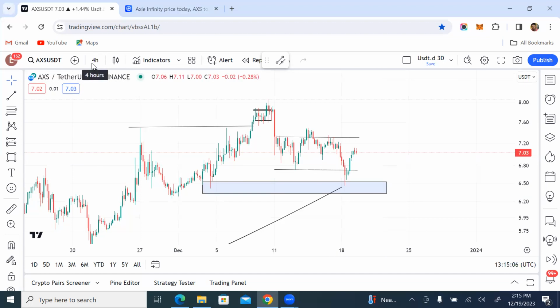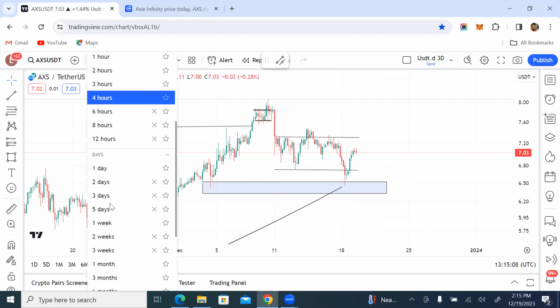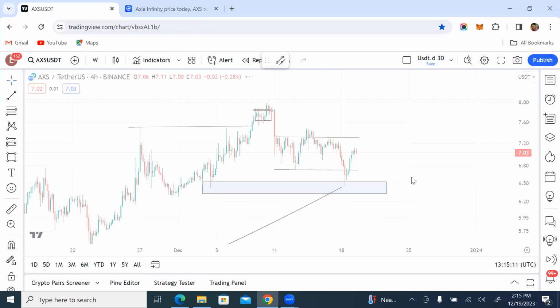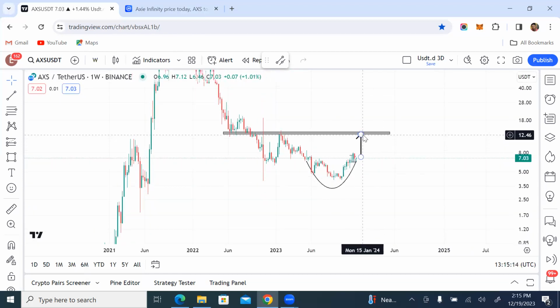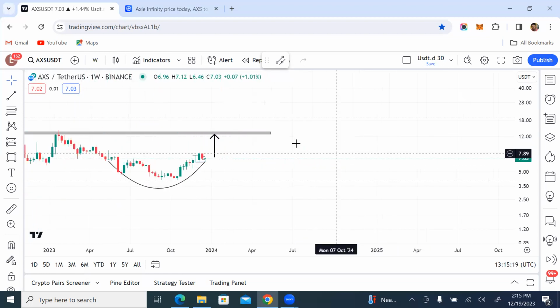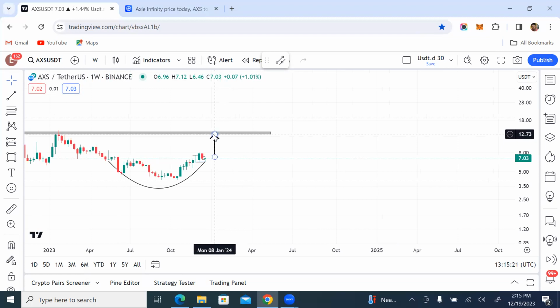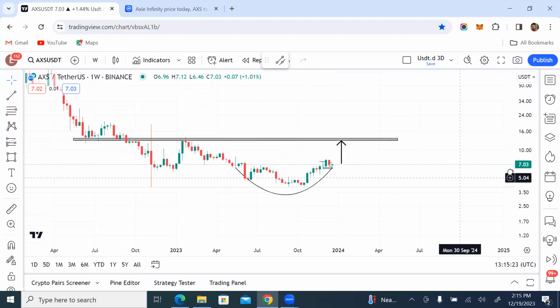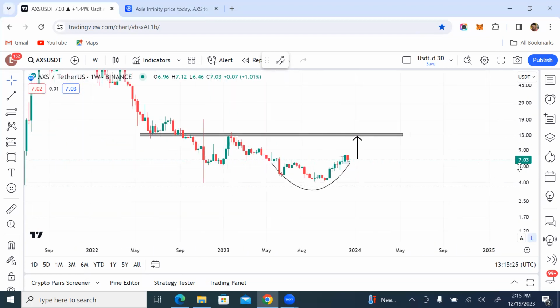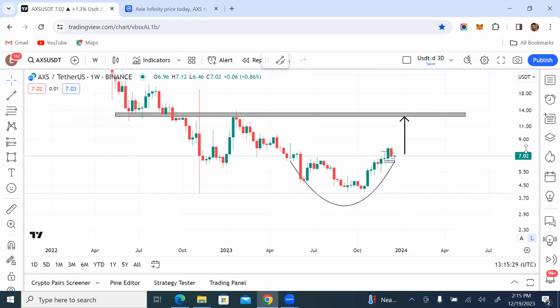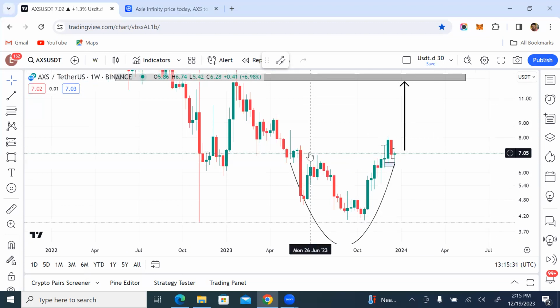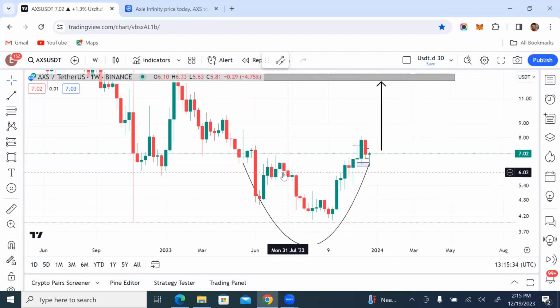And next target should be, let's check the weekly, should be far up here. Everything goes as planned, should be far up to this point, about $12 a couple of weeks from now. But that's just an opinion. The market could decide to do whatever it wants to do and head back towards the downside.